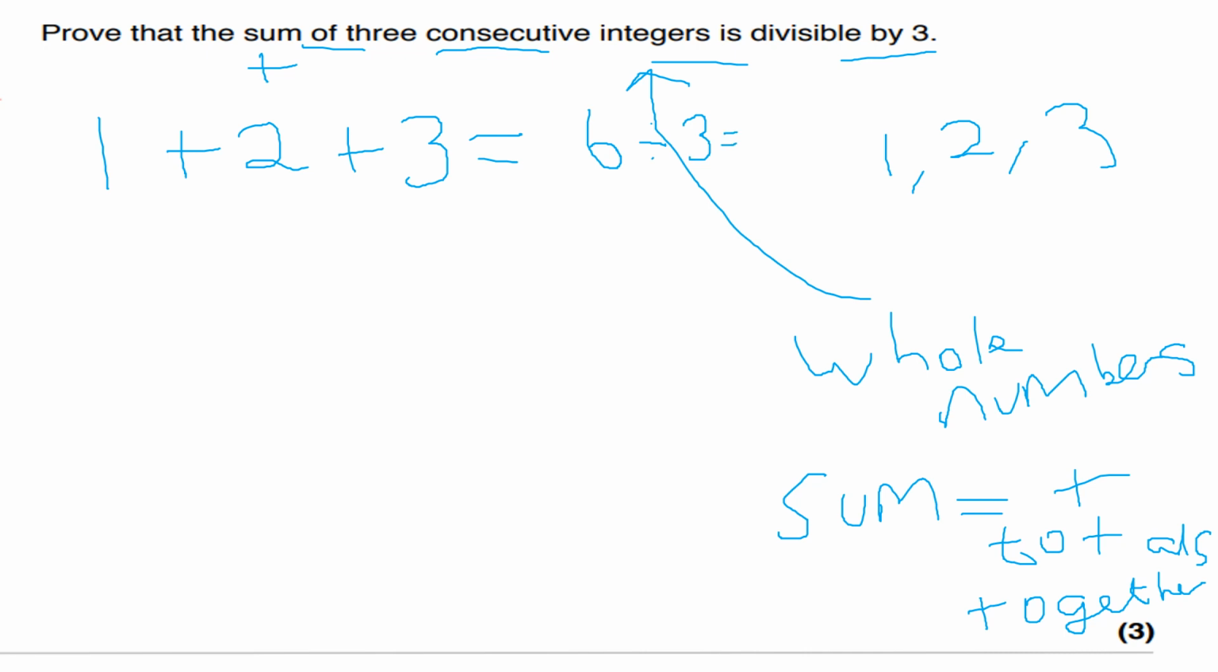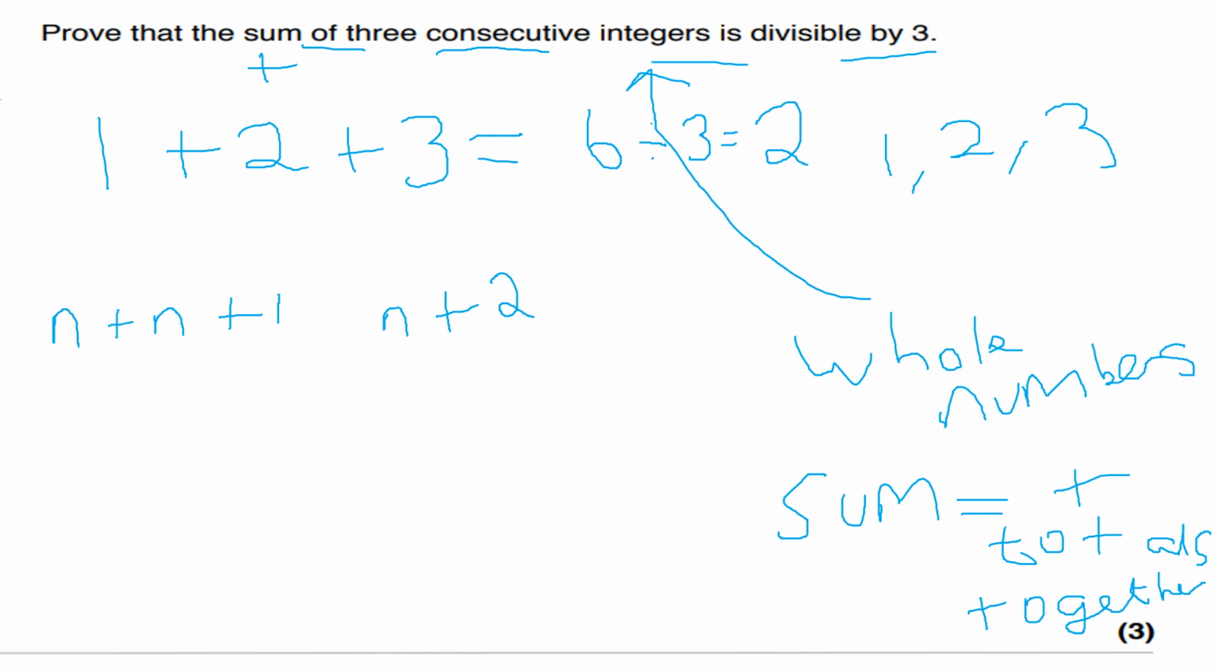Now, we want to do this algebraically, for all values of numbers. So I'm going to pick the number n, then I'm going to have n plus 1, then n plus 2. Because n plus 1 is the next consecutive number in my sequence, and then n plus 2 is consecutive to n plus 1, if that makes sense.